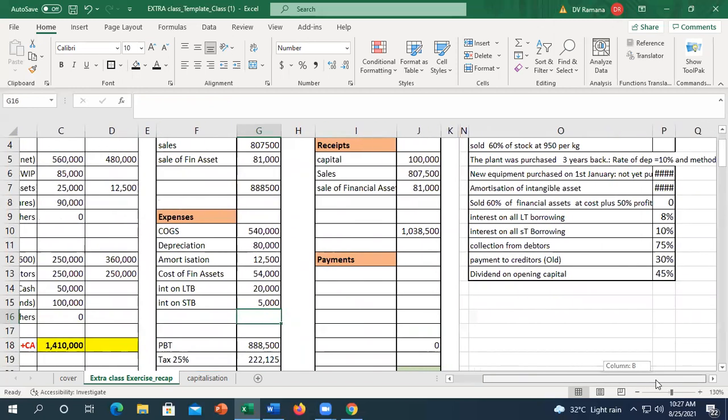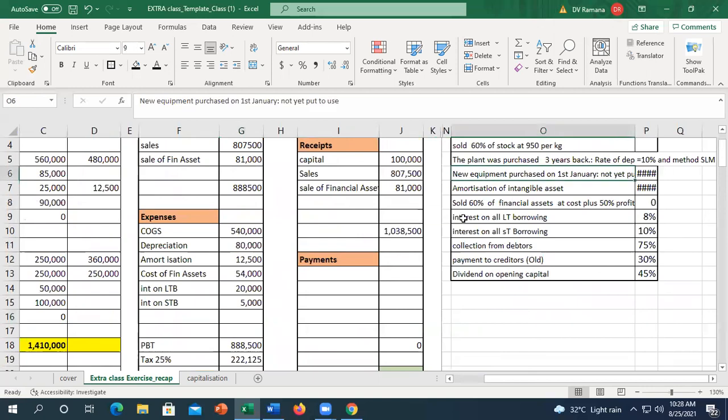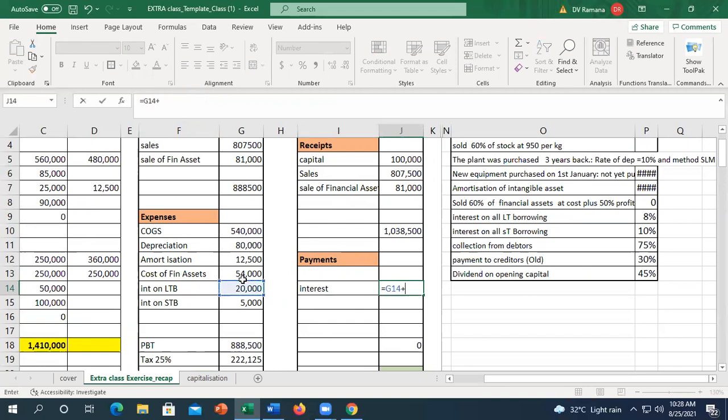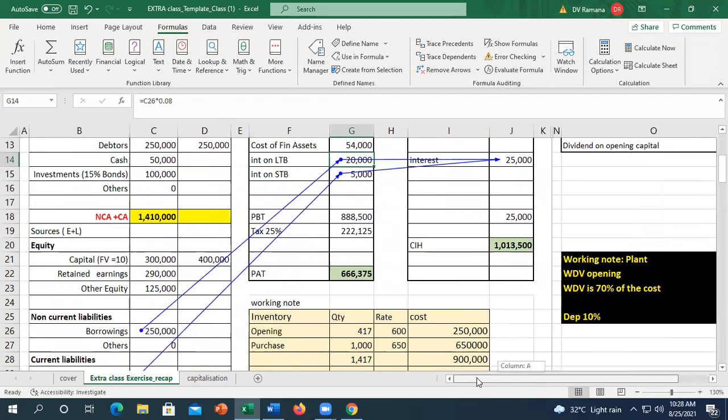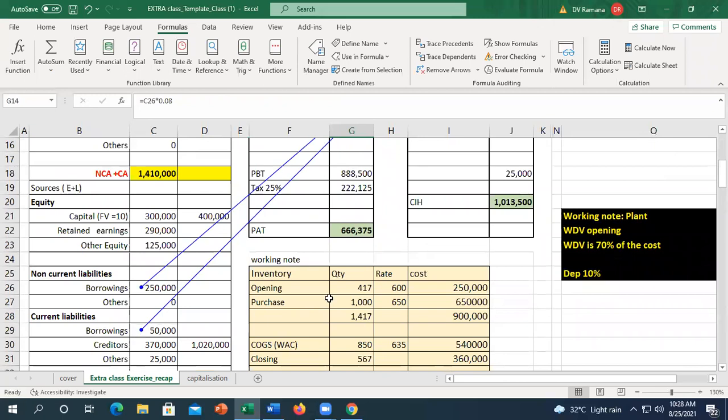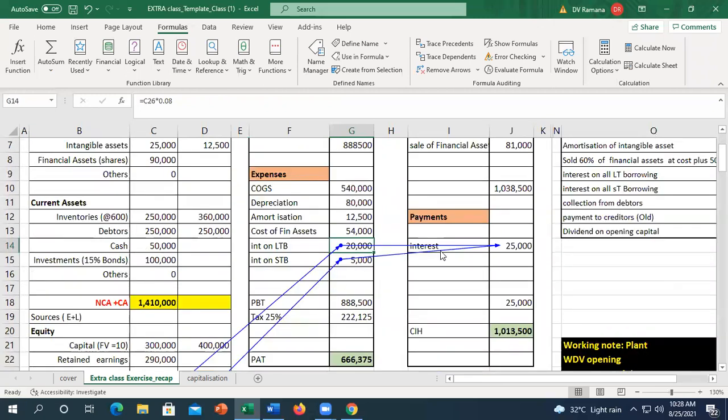Yeah, we forgot this. So the interest payment. The entire interest is equal to 25,000, which we pay. Can we just see what this 25,000 is? 25,000 is the interest on long-term borrowings plus interest on the short-term borrowings calculated at 8% and 10% respectively on the debts, and we assume that we paid the entire interest on time.